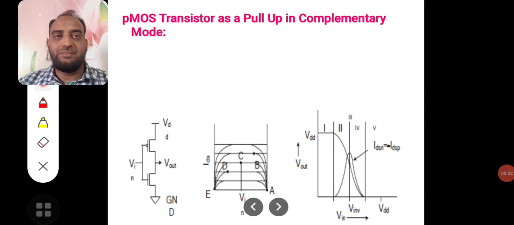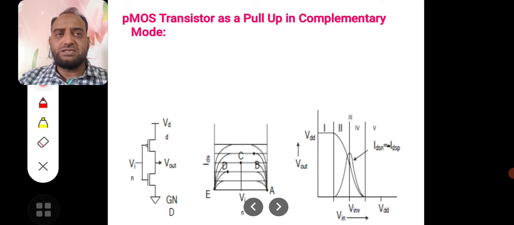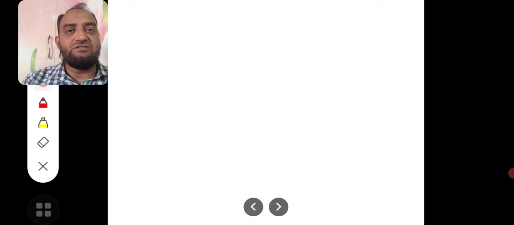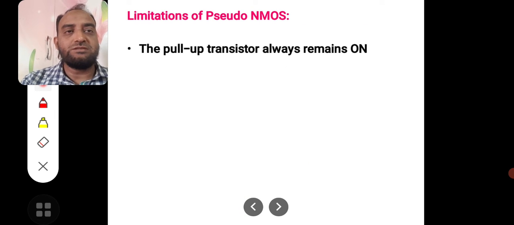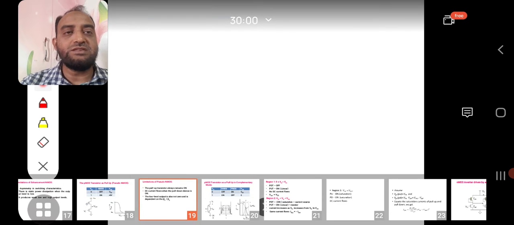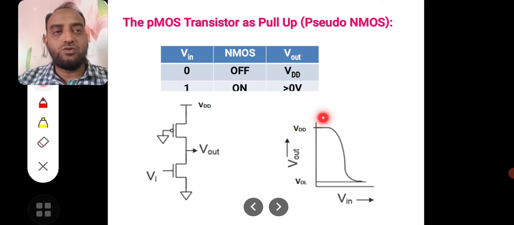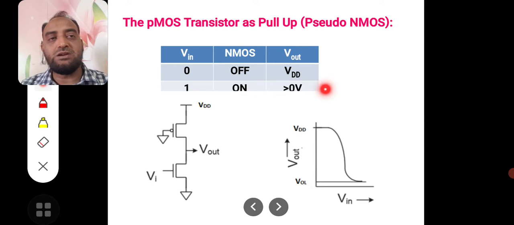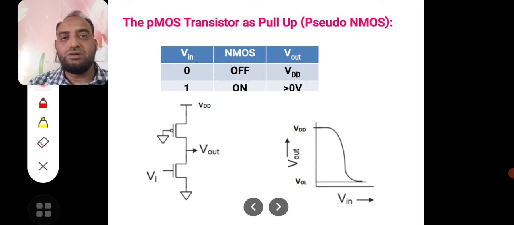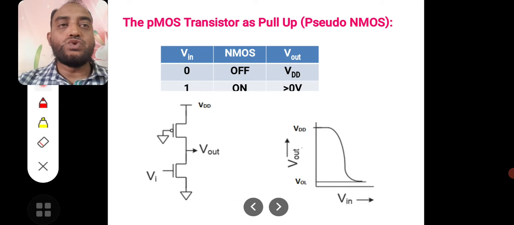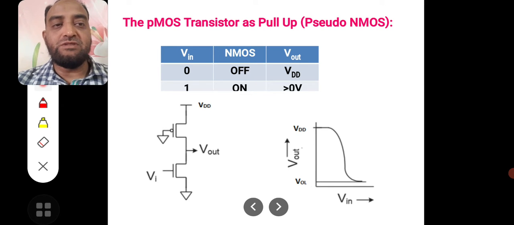Hello all, welcome back. This is a continuation of the previous lecture, that is pMOS transistor as pull-up in complementary mode. In the previous example, what we have seen is the pMOS transistor when used as a pull-up device, then it is called pseudo pMOS. In the pseudo pMOS, we have got good high, but not good low, which is not zero. That was the problem faced by the pseudo pMOS or pMOS transistor as a pull-up device.